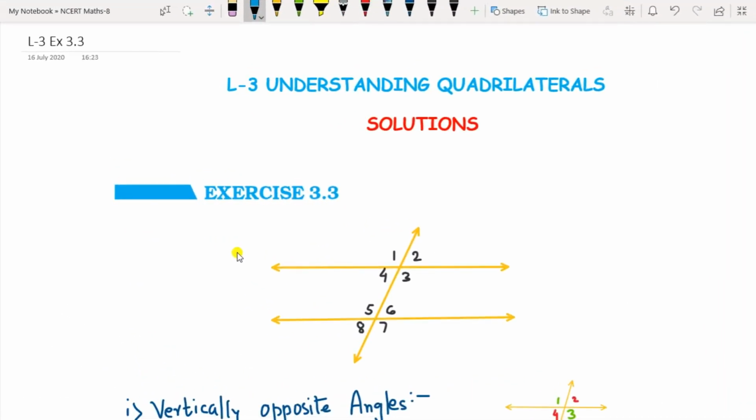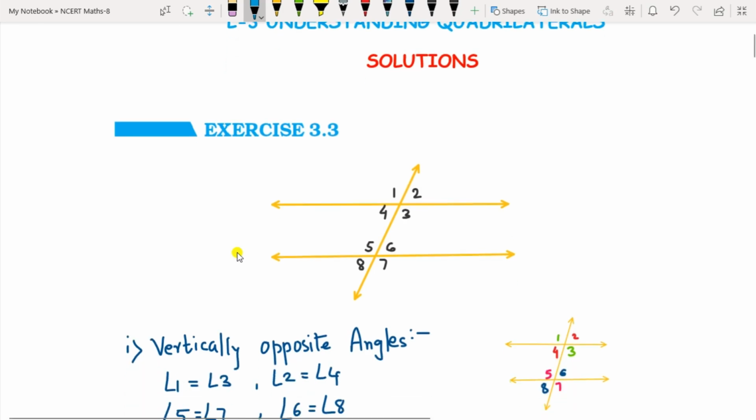In this video we are going to see the solutions of lesson 3 exercise 3.3. Now before starting the exercise, let us see some of the points here which are important to solve exercise 3.3 about parallel lines. So these are the parallel lines and the one that is crossing the parallel line is called a transversal. Now because of the transversal between the two parallel lines, they form 8 angles. Now here we have to see the relation of these 8 angles with each other.